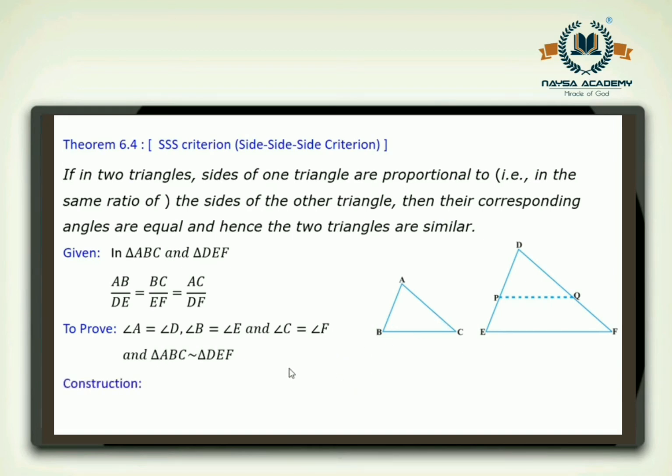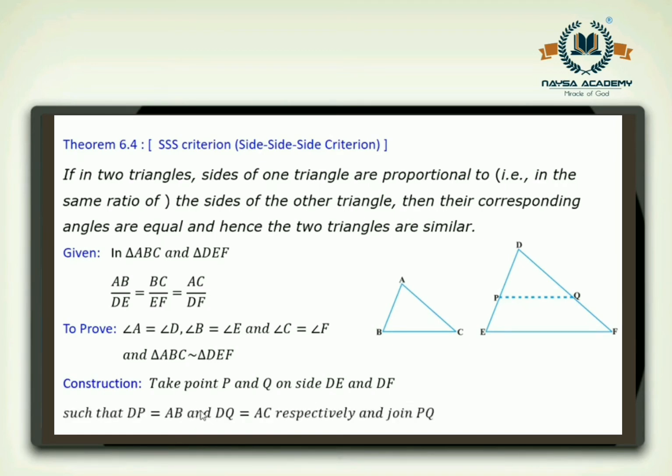Now we will do a small construction again. We will take two points P and Q on sides DE and DF such that DP equal to AB and DQ equal to AC, and we join this PQ. Now here these ratios are equal. What we have to prove? We have to prove that three corresponding angles are equal to three corresponding angles, and hence as all the six conditions are satisfied, we will say that triangle ABC is similar to triangle DEF.